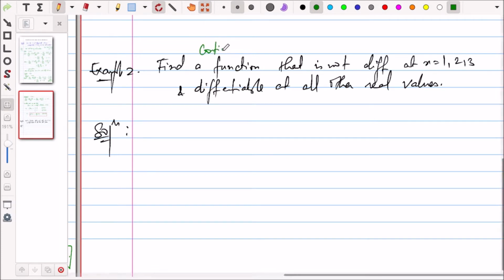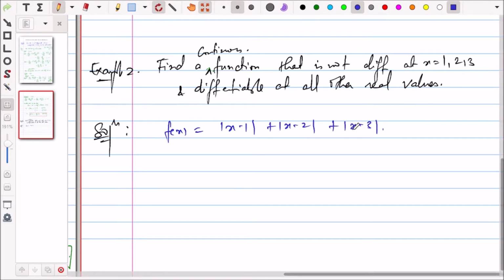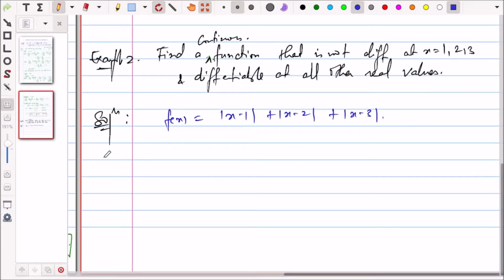Find a continuous function. Now tell me. So mod x minus 1. Yes, mod x. So f(x) equal to mod x minus 1 plus mod x minus 2 plus mod x minus 3. In fact, for any finite number of points, you can always have such a function, right?